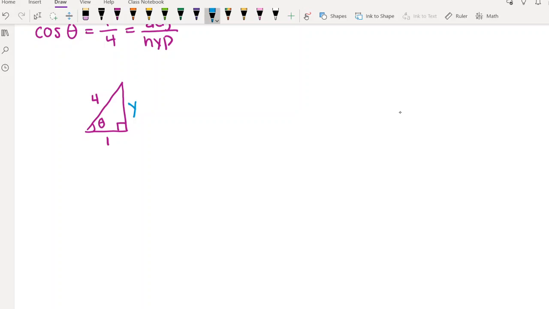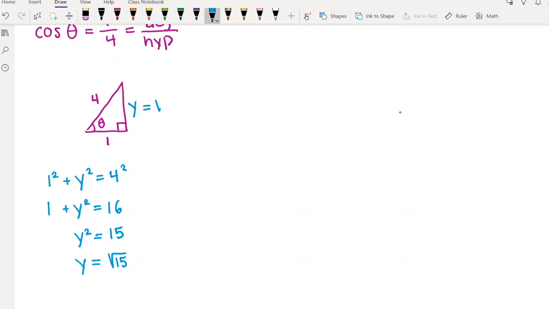So how do we find y? We would say 1 squared plus y squared is equal to 4 squared. And so that tells us that 1 plus y squared is equal to 16. And so that tells us that y squared is equal to 15, and y is going to be equal to square root of 15. We don't have to do plus or minus because we're dealing with a triangle. It's just not going to be a negative side.